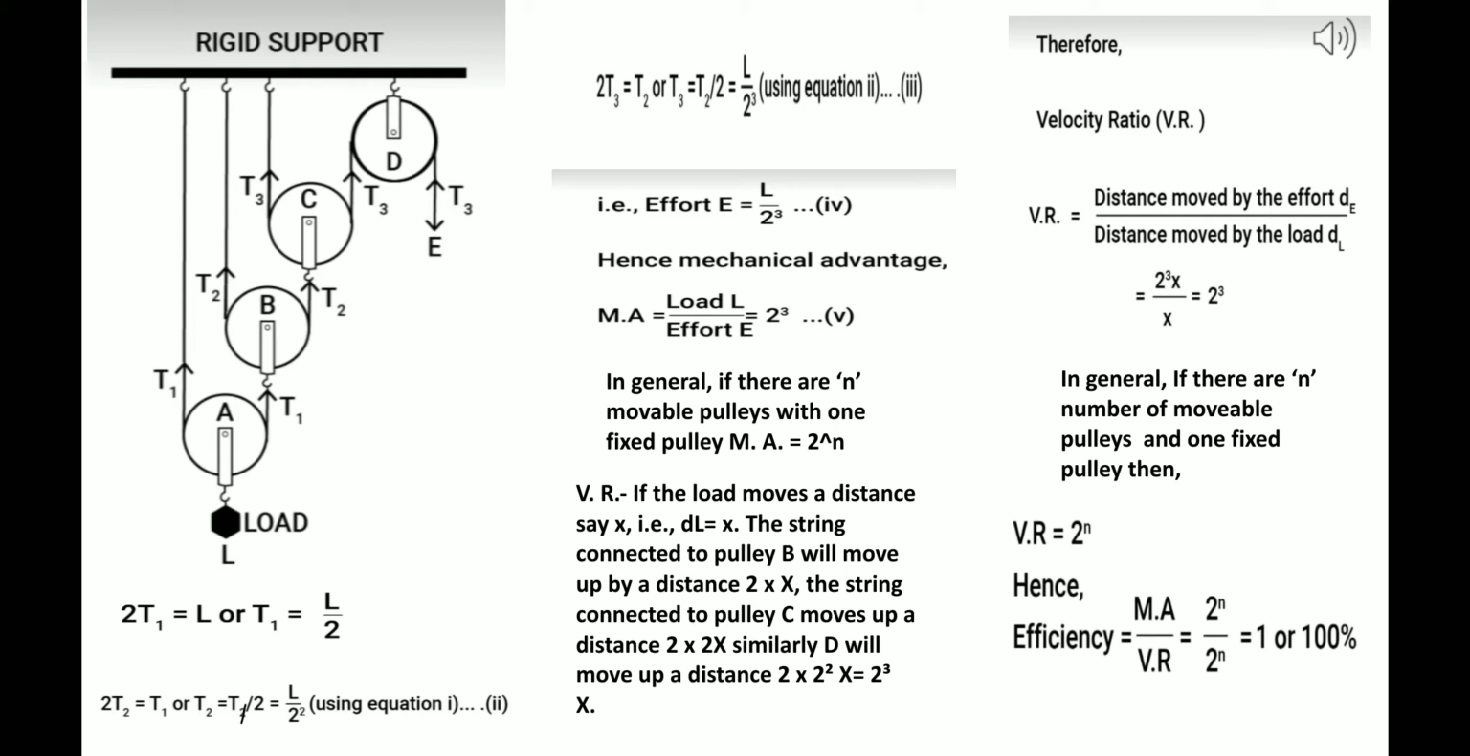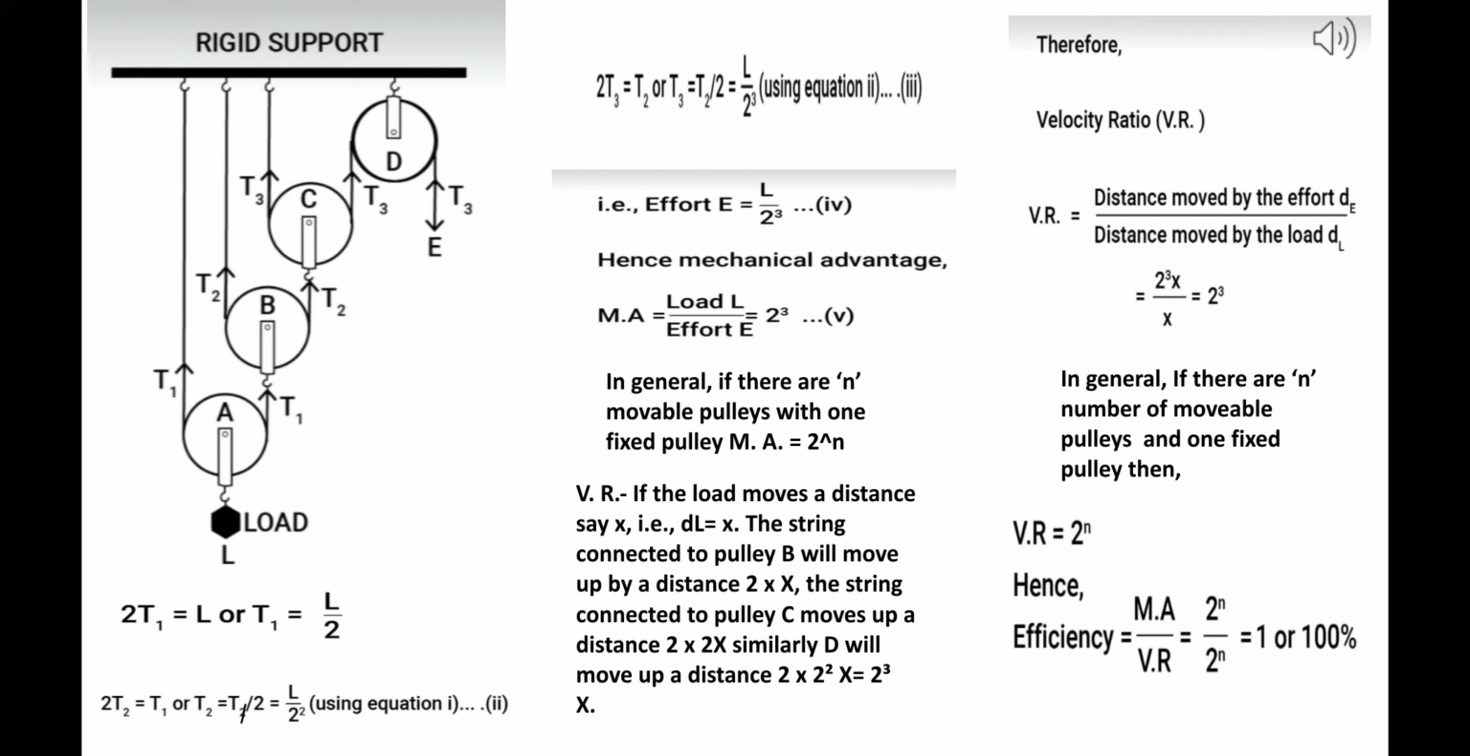Okay. Now we go to T3. That is we move to the pulley C. T2 is balancing 2T3. So 2T3 is equal to T2 or T3 is equal to T2 by 2 or L by 2 to the power 3. Now you can see here there are 3 movable pulleys, so we have 2 to the power 3. If there would have been 4 movable pulleys, we will have L by 2 to the power 4. If we have 5, so L by 2 to the power 5.